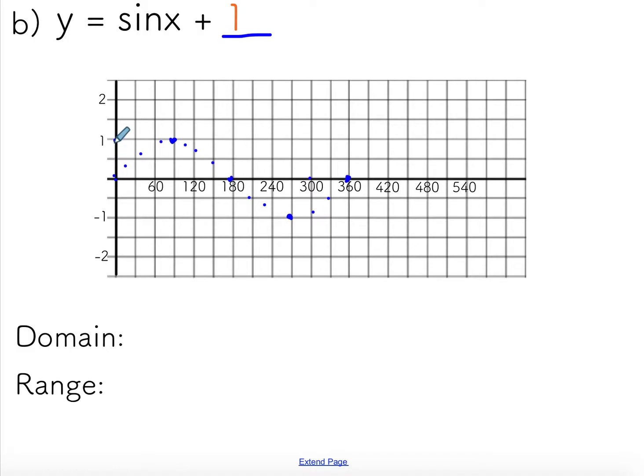So my original point at 0 will be now at 1. This guy here was at 1, is now at 2. This guy was at 0, is now at 1. This one was at -1, is at 0. And this one was at 0, is now at 1. Okay, and you can kind of just connect these with a nice smooth curve.